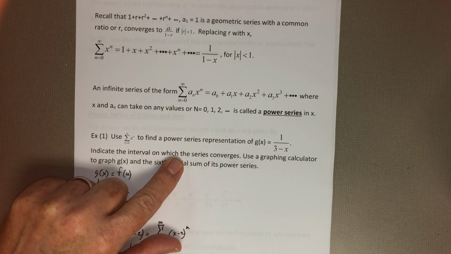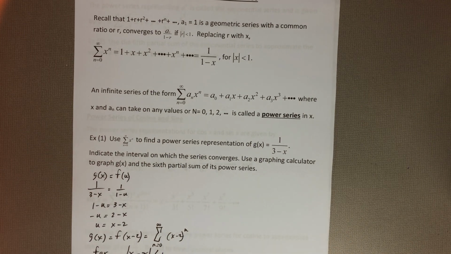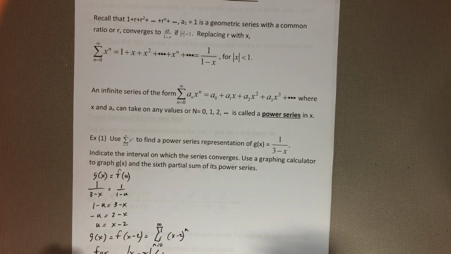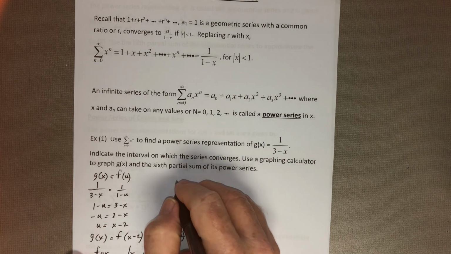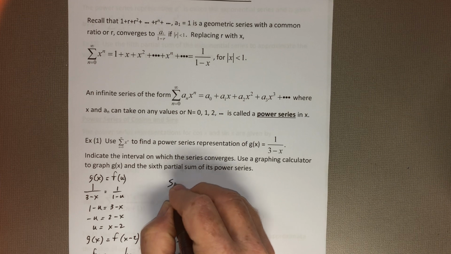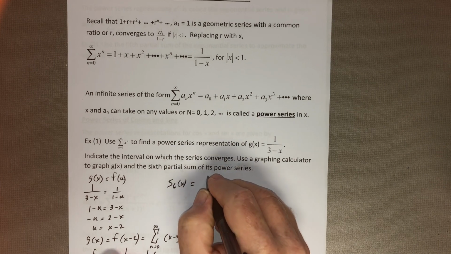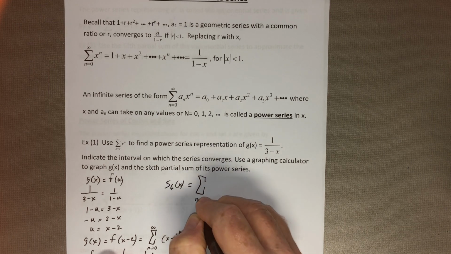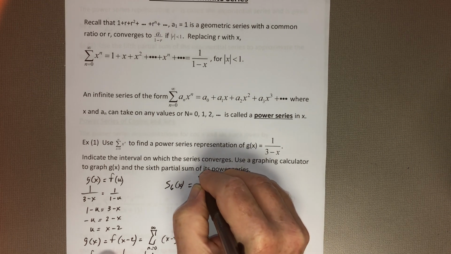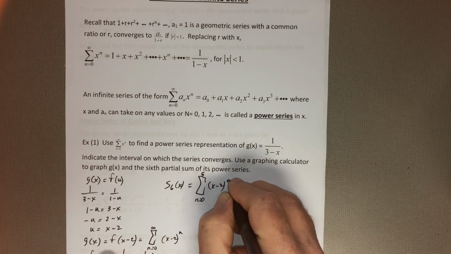Okay, and we'll look at that on a calculator in just a minute. In fact, let's go ahead and look at that right now. Let's do the 6th partial sum, and then we'll talk about it. So s sub 6 of x would be equal to the summation from n equals 0 up to 5 of x minus 2 to the n.